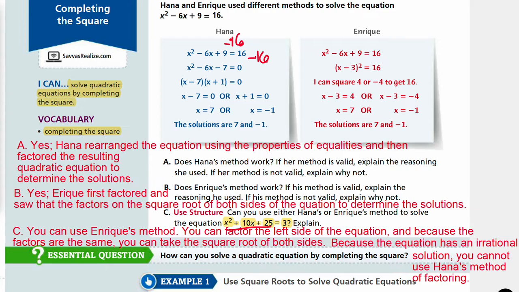So the essential question now is how could we solve a quadratic equation by completing the square? Because that would be another skill that would be really helpful for solving problems like this. So we'll continue with the first example in the next video.